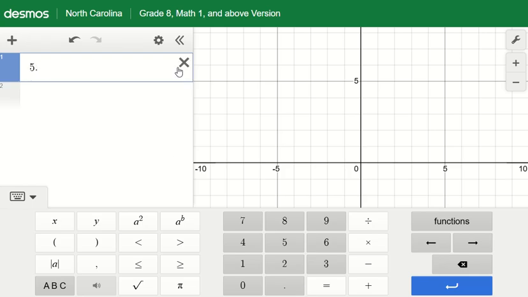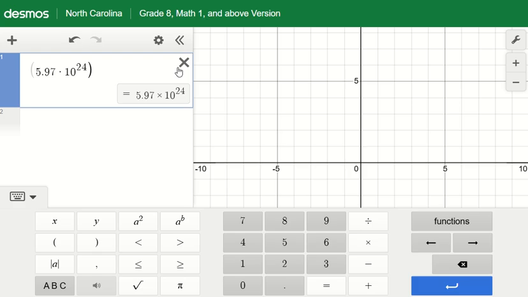We got 5.97 times 10 to the 24th power. That's our mass of the Earth. Like I said, we can put it in parentheses. That sometimes is going to make it look a little nicer or separate it a little bit more. And we're multiplying by the 333,000 for the mass or the times bigger. All right, everybody good on that one?